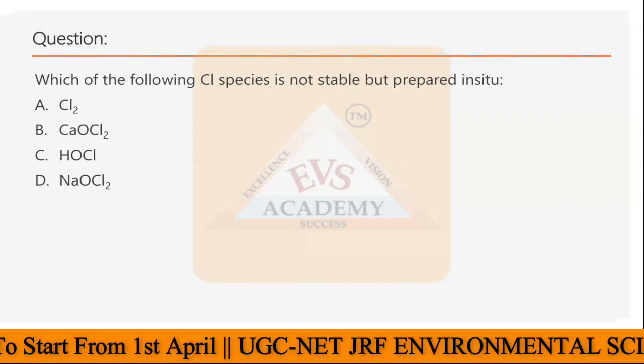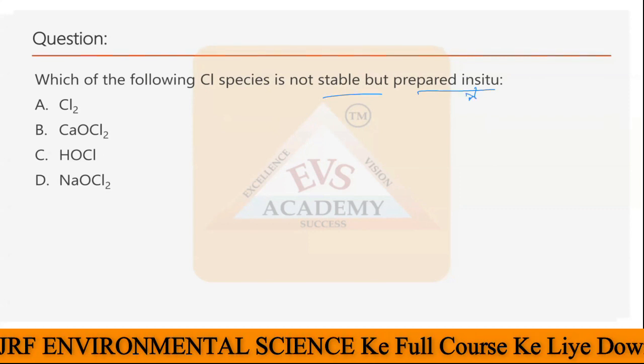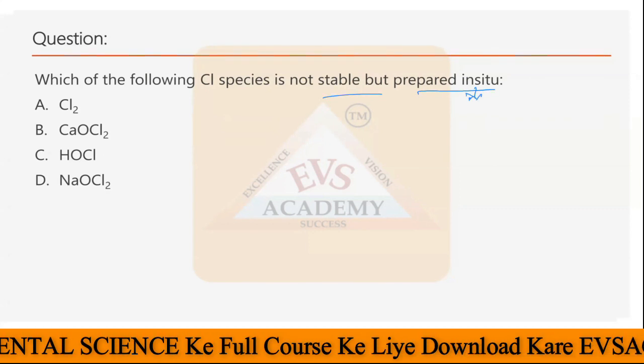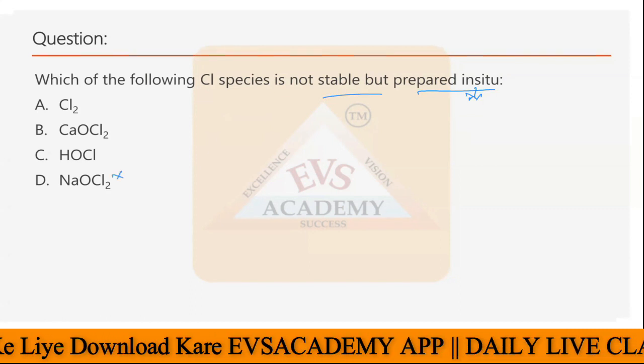Which of the following chlorine species is not stable but prepared in situ? It means that at that place itself it is created. This is not previously available. That is Cl2, CaOCl2, NaOCl2. So all these are wrong.